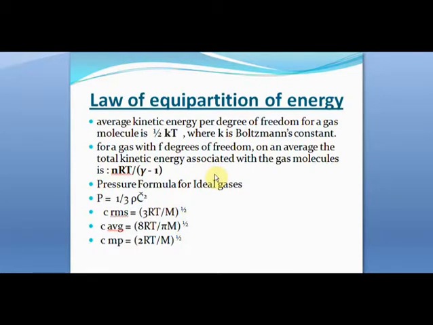Now let's discuss the law of equipartition of energy. This law states that the average kinetic energy per degree of freedom for a gas molecule is half kT, where k is the Boltzmann constant. So for a gas with f degrees of freedom, on an average the total kinetic energy associated with the gas molecule is nRT by gamma minus 1, where gamma is the adiabatic constant for the gas. Now we can derive this formula as well.